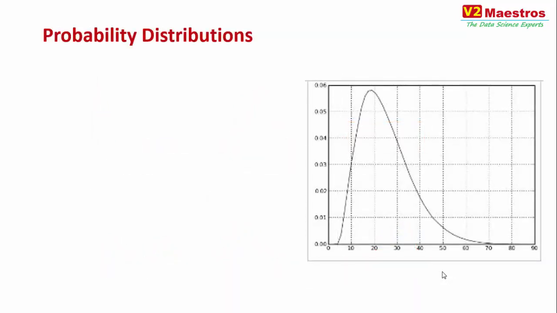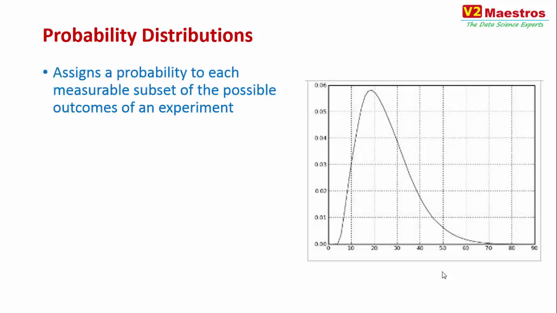Then comes the most important thing called probability distribution. So what is a probability distribution? This is a little complex concept if you want to pay more attention to trying to understand it. It assigns a probability to each measurable subset of possible outcomes of an experiment. Okay, there's a lot of complexity here. Let's break it down one by one.